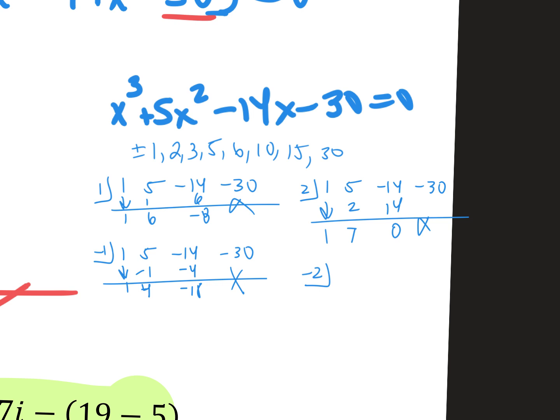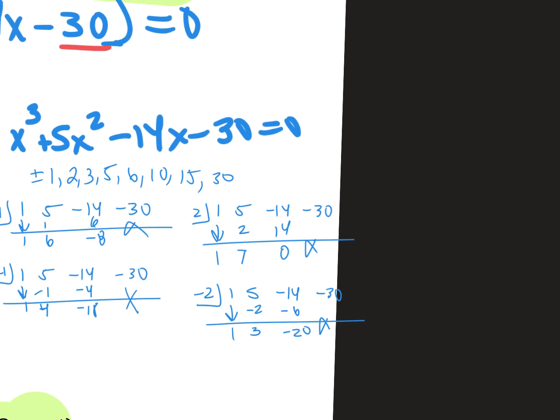Let's try negative 2. So 1, 5, negative 14, negative 30. 1 times negative 2. 5 and negative 2 is 3. 3 times negative 2 is negative 6. Negative 14 and negative 6 is negative 20. Negative 20. Is this going to work? No. So now what should we try?